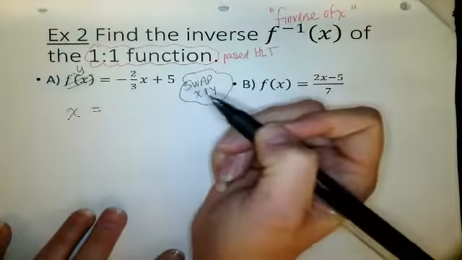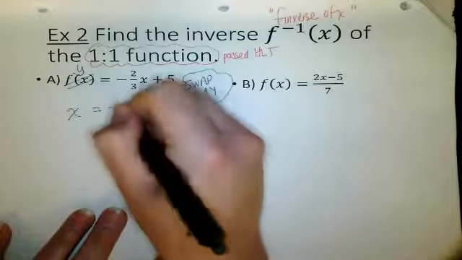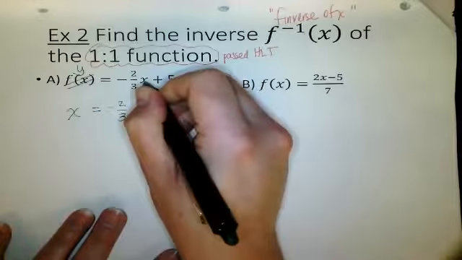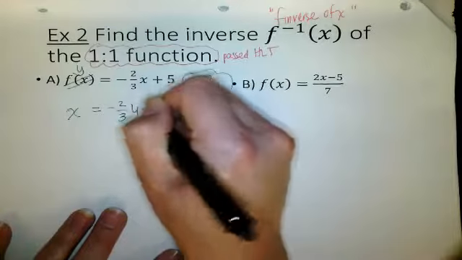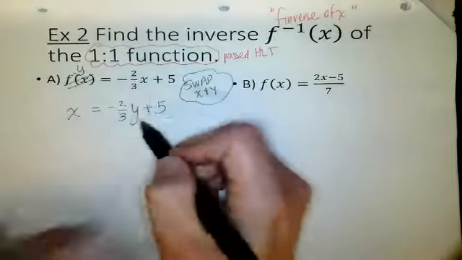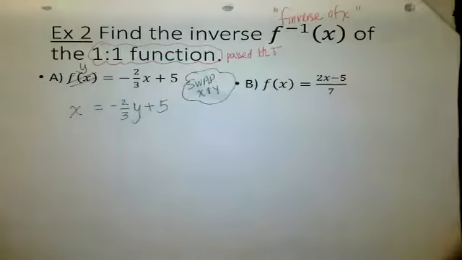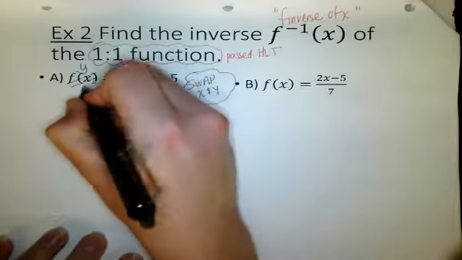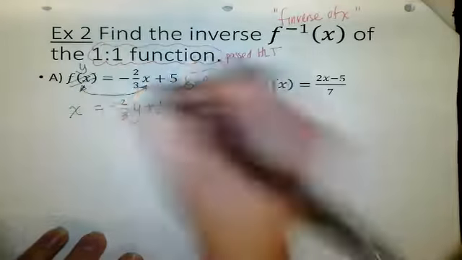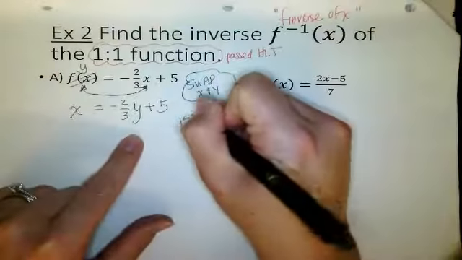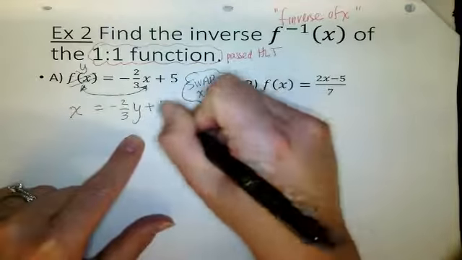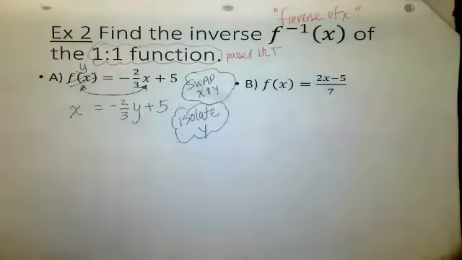X. They're going to trade places. So I have x equals negative 2/3. What's going to trade out the x with? Y plus 5. So they literally just trade places. So trading the x for the y. They're going to swap places just like those ordered pairs did. And then we just need to isolate the new y. So it turns out to be a pretty easy process to do algebraically.